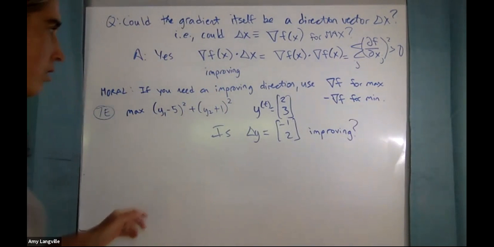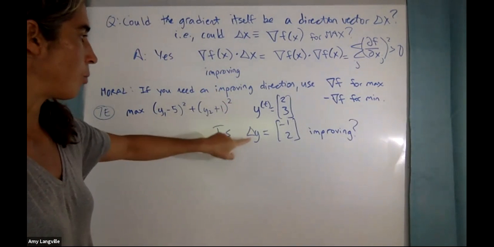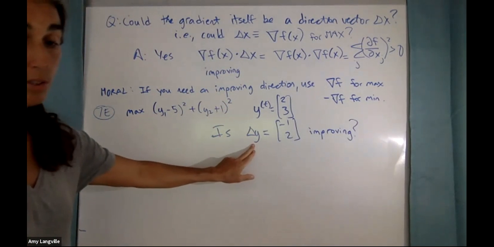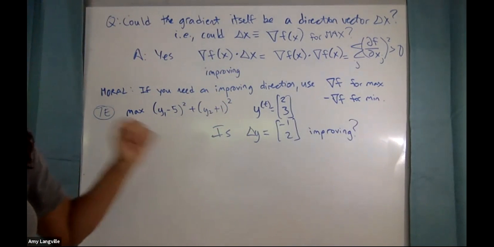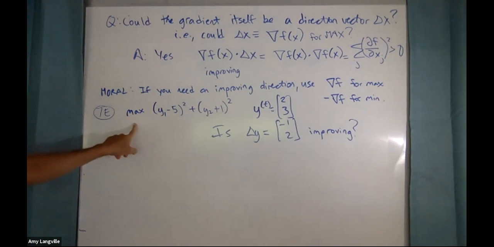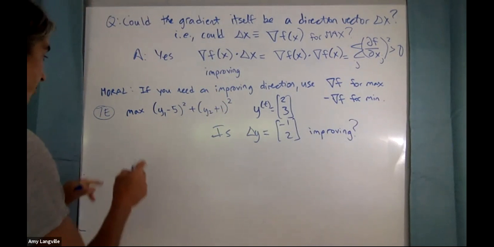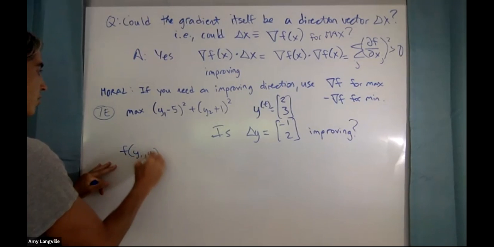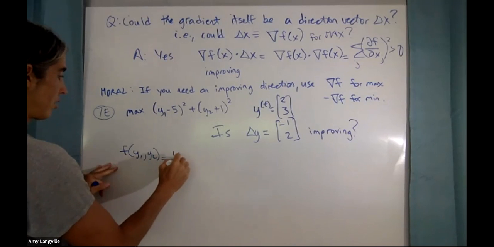The question is, if we're at this point and we move in this direction, will that be an improving direction? How do you answer it? You check by dotting this with the gradient at that point. Is it positive for maximization? Will we be improving? So let's get the gradient. Again, f of y1, y2 is this function here.